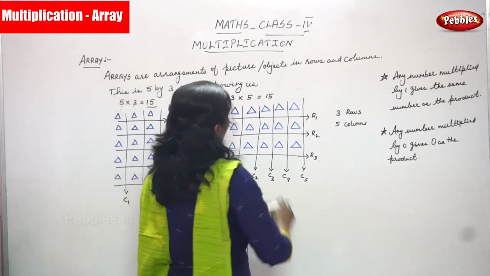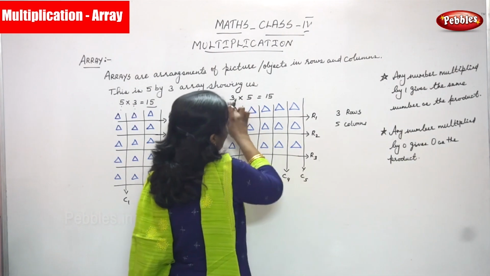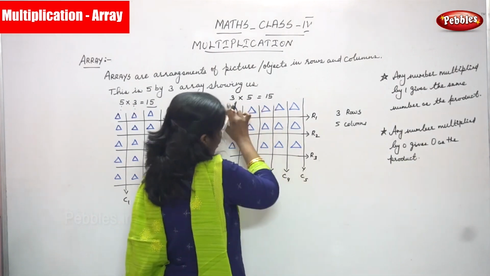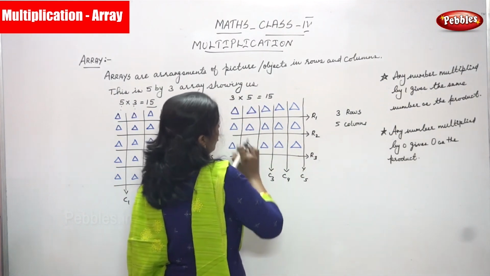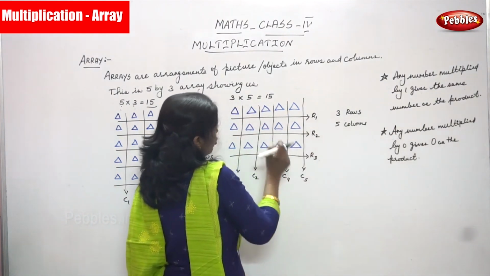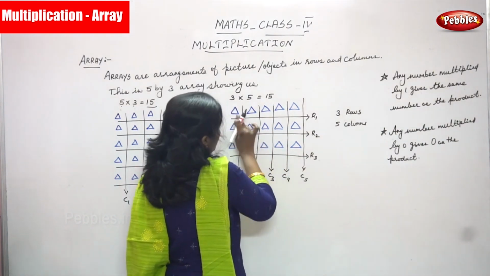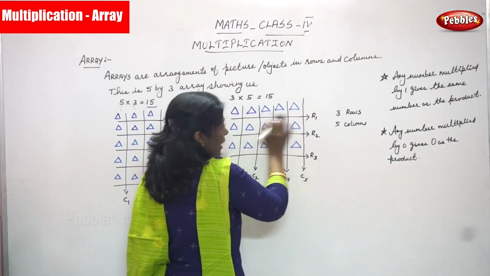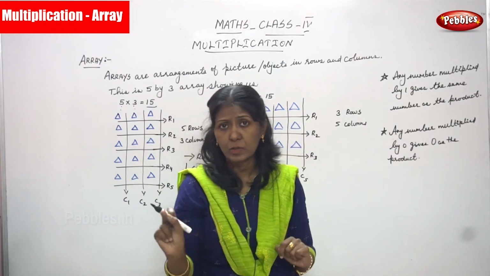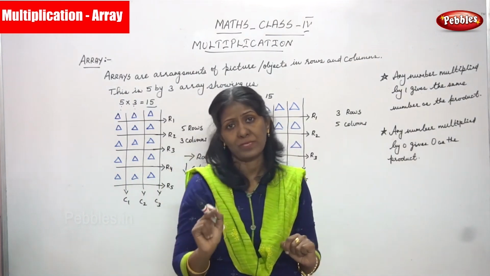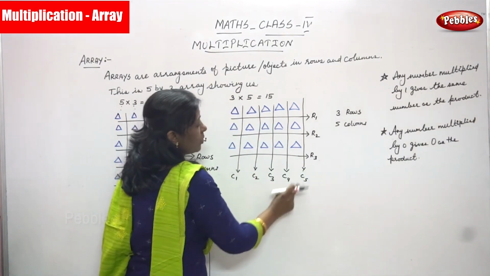Next diagram. This is also the same type, also arranged as an array. So 3 into 5 is equal to 15. In this array, how many rows? 1, 2 and 3 rows. How many objects? 1, 2, 3, 4, 5. Each row has 5 objects. Only 3 rows, but each row has 5 objects. And how many columns? 1, 2, 3, 4, 5 columns.